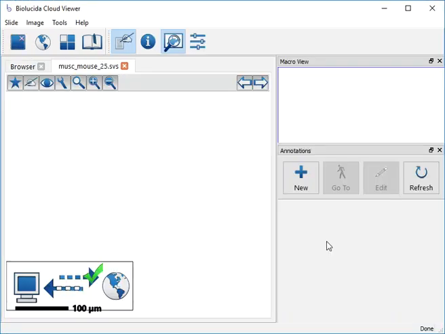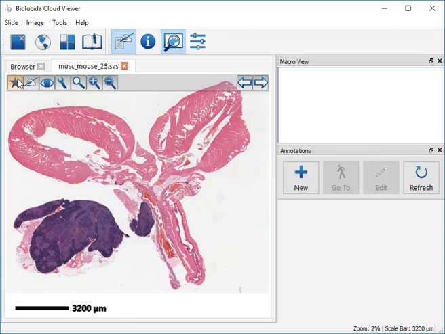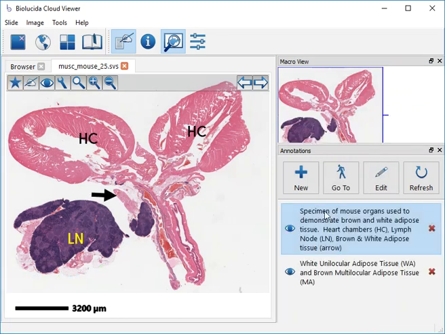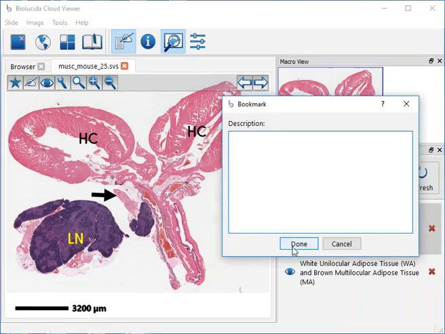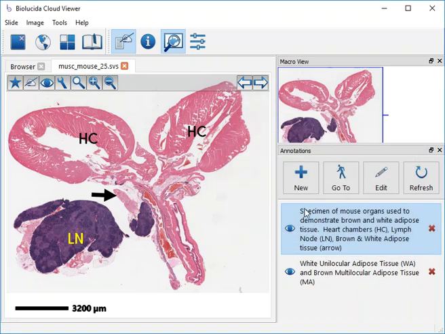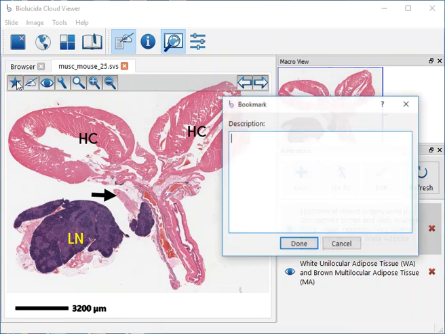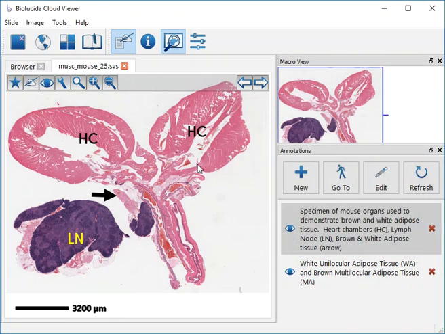And when I bring it up, I have put labels here that you'll be able to see: a lymph node, LN, a heart chamber, two of them, the way it's split apart, another small lymph node. Actually, there's esophagus and trachea here, but we're going to focus on where the arrow is, and that is where the adipose tissue is here.